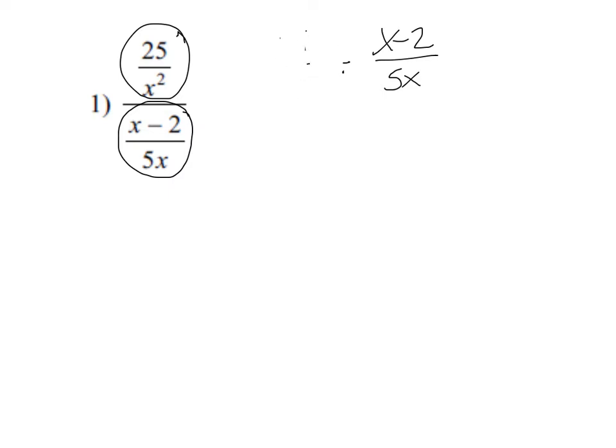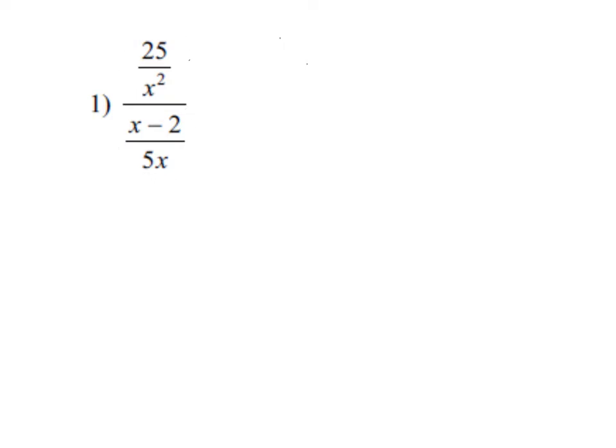All right, so let me get rid of this, because I don't really want to have to rewrite that every time. I don't want you to think that you need to do that. So what I am going to do is always take this bottom one and bring it up, and flip it and turn it into multiplying by the reciprocal. So the 5x is going to be on the top, and the x minus 2 is now on the bottom. And now I'm multiplying these two things together here.